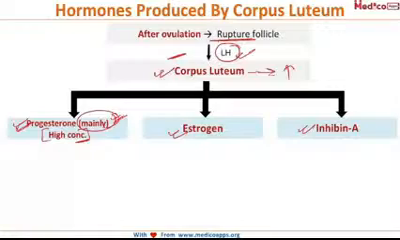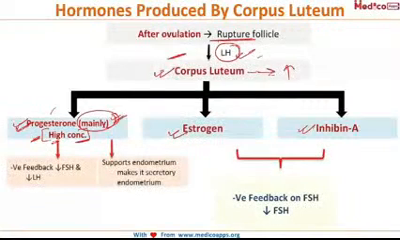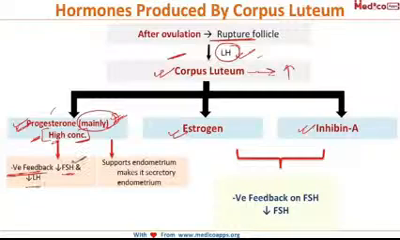Now I'll repeat here once again. When there is low concentration of progesterone, then it causes a positive feedback effect on the LH and FSH. Whereas the high concentration of progesterone causes a negative feedback action on the FSH and LH, thereby decreasing their values. Now one important function of this progesterone is that it supports the endometrium, causes decidualization of the endometrium, and thereby makes the endometrium secretory. So you see here that this progesterone supports the endometrium.